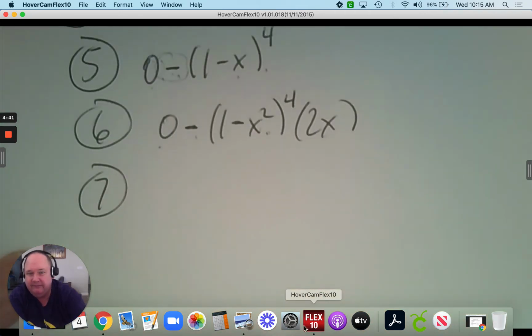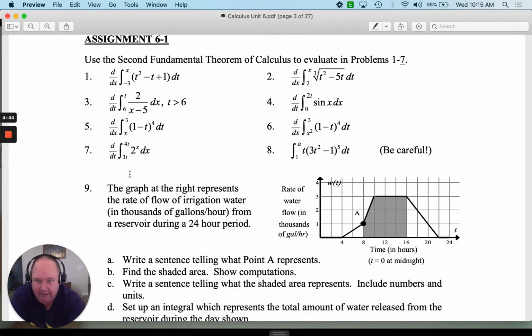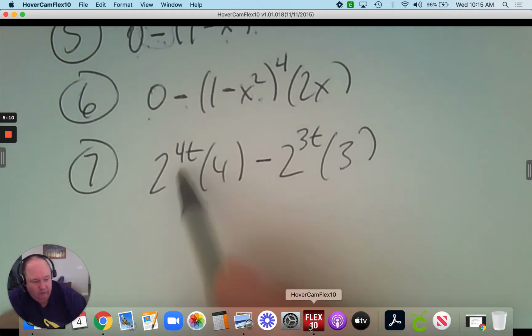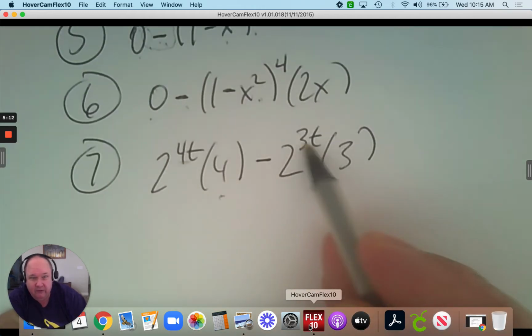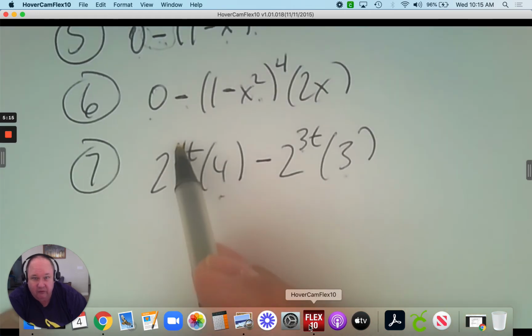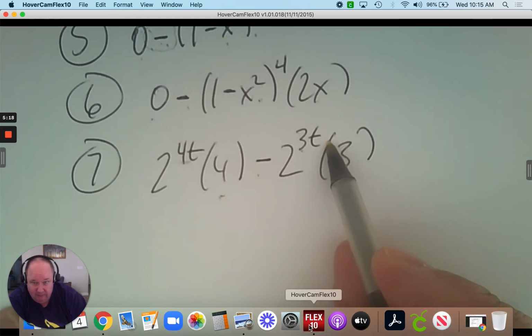Number 7. Again, notice here I have both bounds are algebra. So we start with the top bound. So plug in 4t for x, and then it has the hook 4. So the derivative of 4t is 4. Subtract. Now plug in 3t for x, and the derivative of 3t is 3. Done. This is what it looks like. Substitute, and then the derivative is the hook. Substitute, the derivative is the hook. Notice it's top bound, subtract, bottom bound.